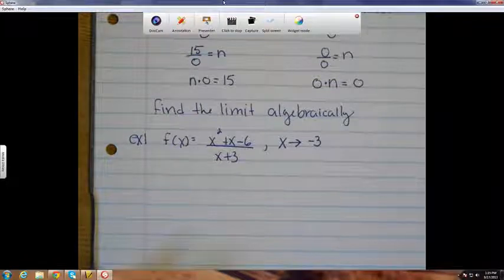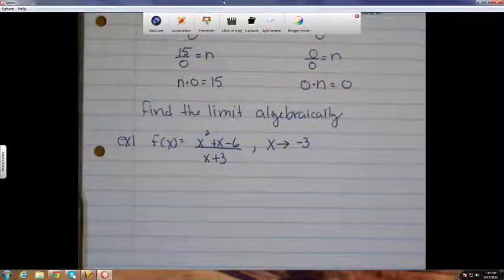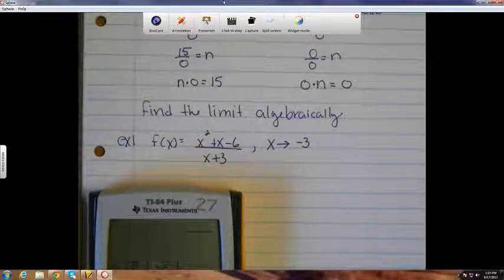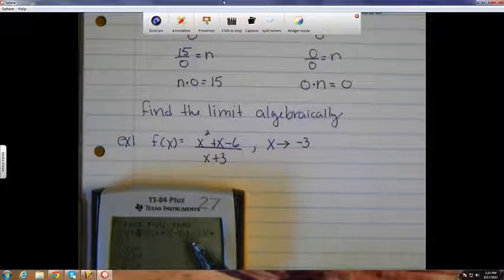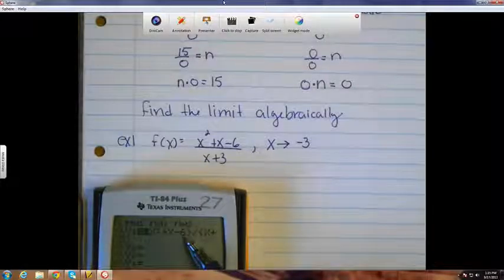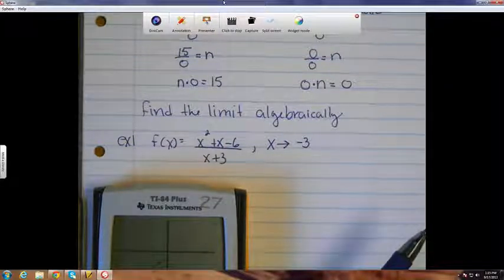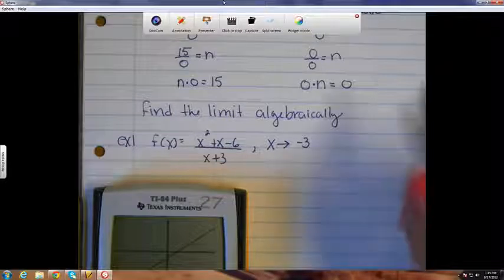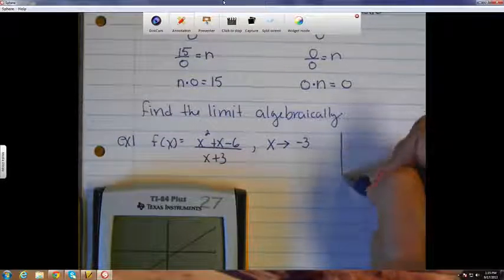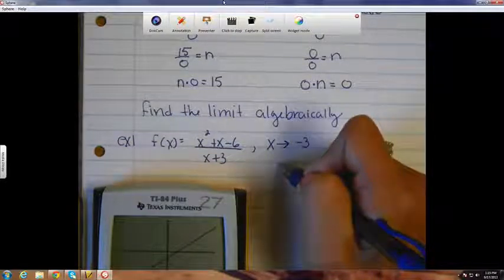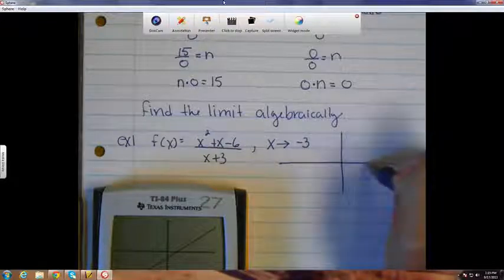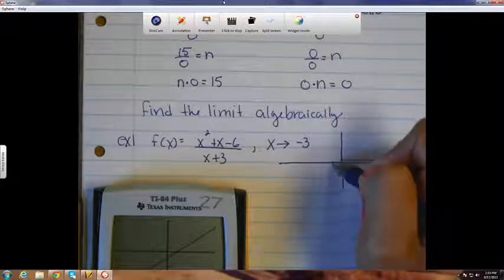So, let's plot the graph. Emily, we're going to plot the graph on our paper. So, I typed it in already. X squared plus x minus 6 divided by x plus 3. Graph. Nice linear function. And I know when x is negative 3, there's going to be that hole in the graph. 1, 2, 3.